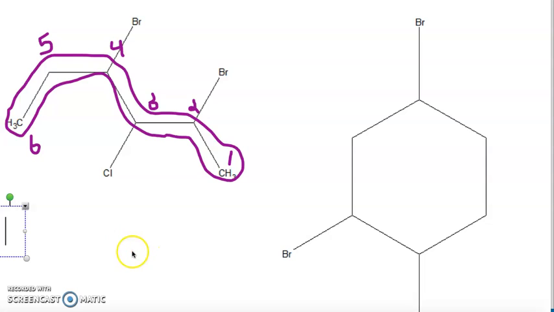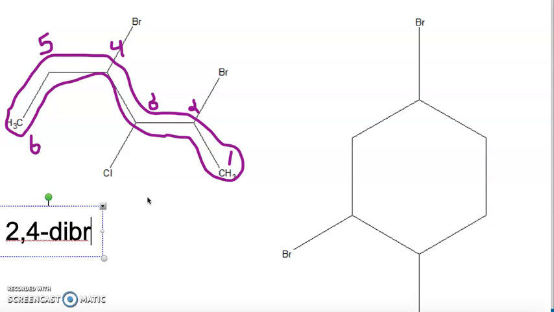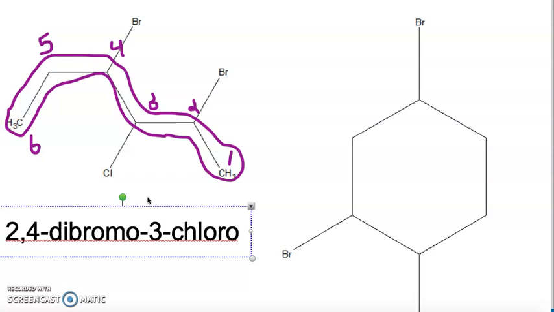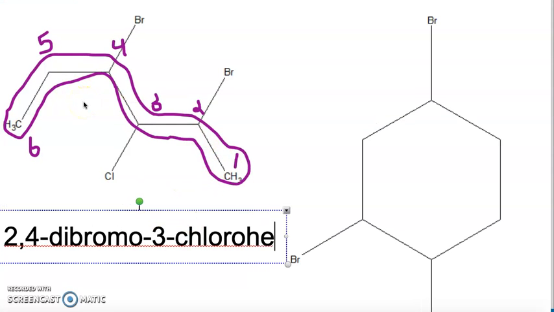So alphabetically, bromine comes before chlorine. So we are going to have a 2,4 dash dibromo, right? Di, because there's 2 of them, bromo because it's bromine, then dash 3 dash chloro. Then we go into our root, which is going to be hex, and then ene.